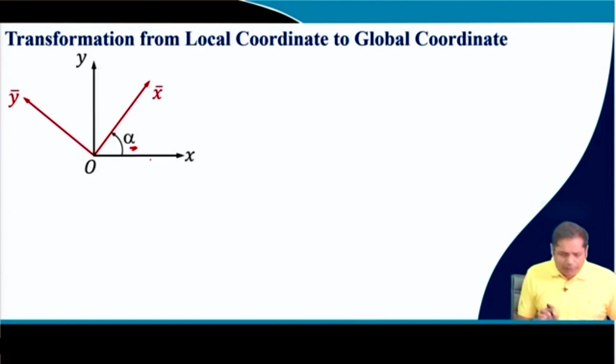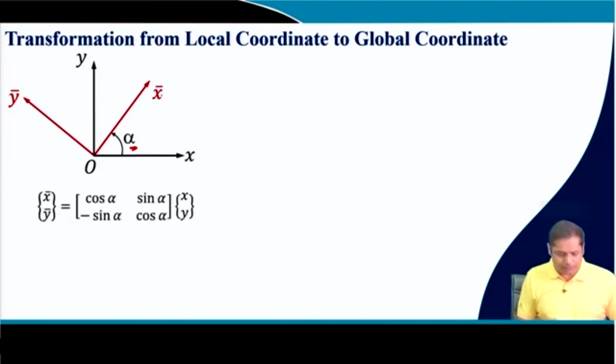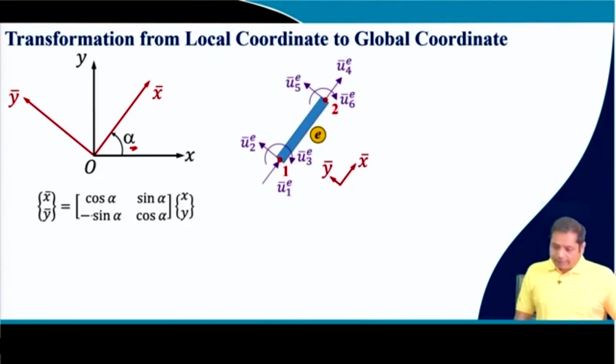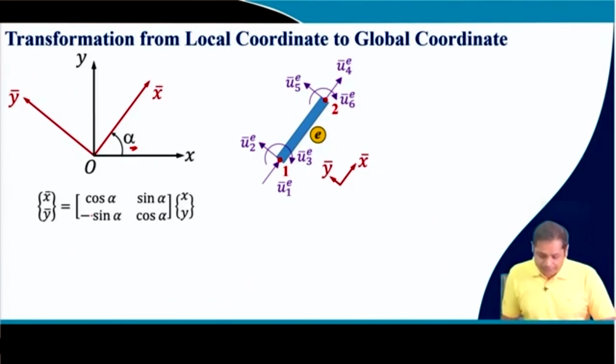So we know that if we have to transform any coordinate between x and x bar, this is the transformation. If you know x bar, y bar, this is how we get x and y. If you know x and y, this is how we can calculate x bar and y bar. Now take this element.